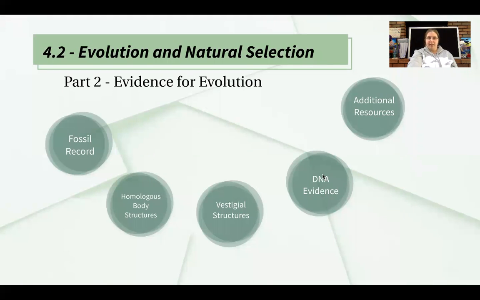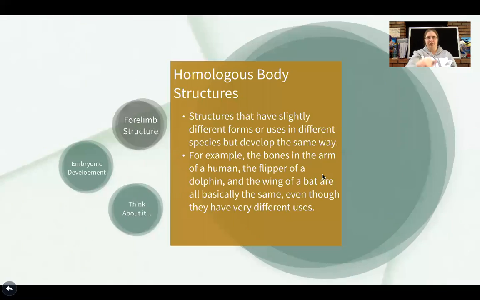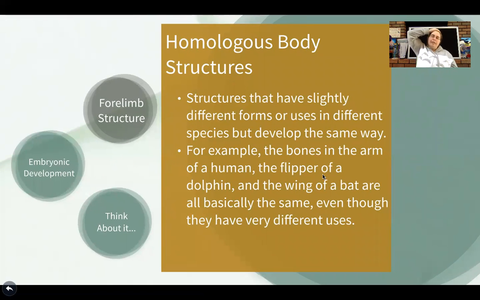All right, let's take a look at our second evidence for evolution, that is homologous body structures. So homologous body structures are structures that maybe have slightly different forms in different species or different uses in different species, but they actually develop in all the same way.